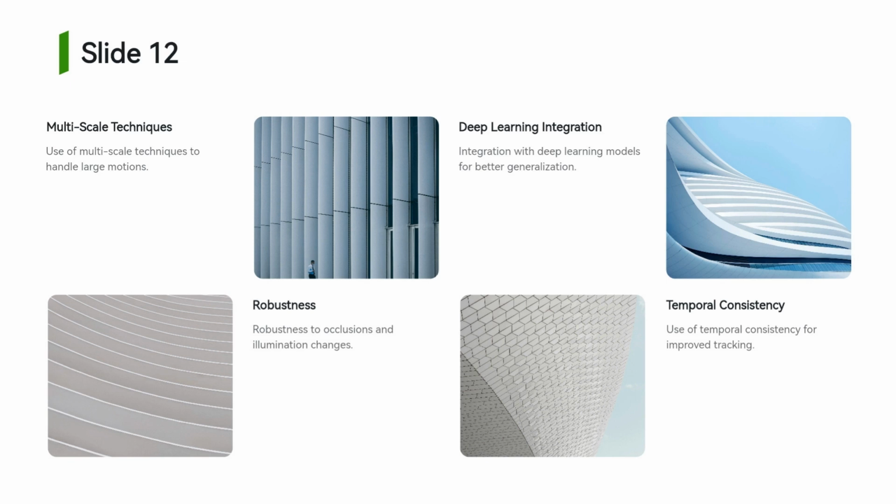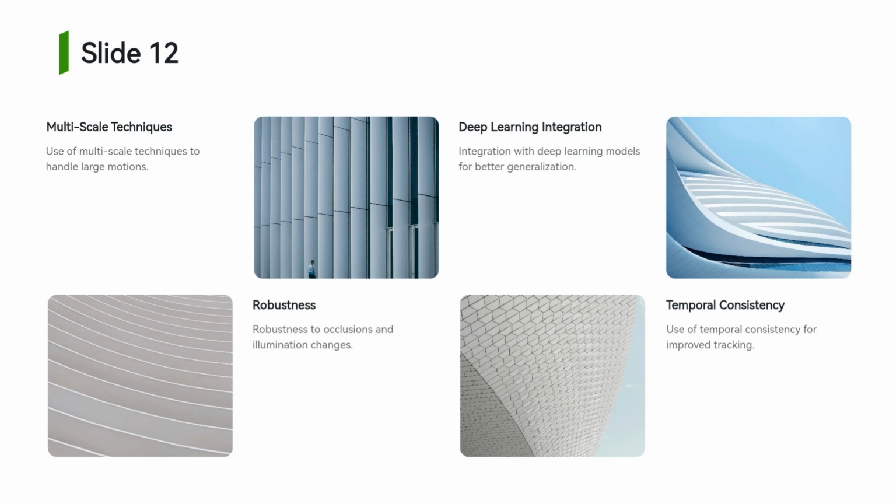To overcome some of the challenges in optical flow estimation, several strategies can be employed. Multi-scale techniques. Using multiple scales helps in handling large motions by estimating the flow at different levels of resolution, starting with coarse estimates and refining them with finer scales. Robustness to occlusions and illumination changes. Modern algorithms use techniques like adaptive filtering or neural network-based regularization to deal with occlusions and illumination variations.